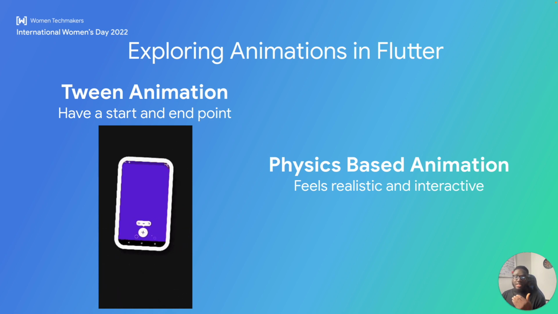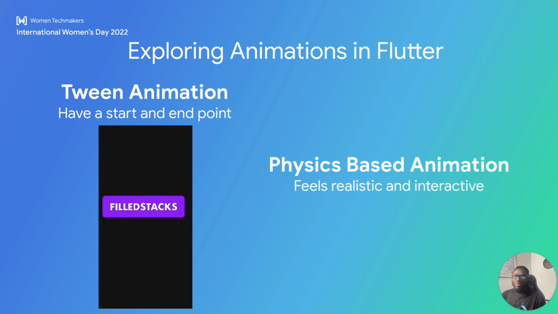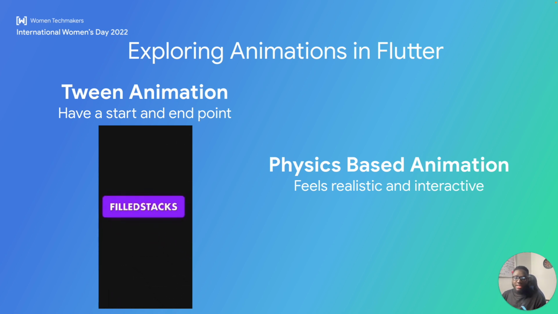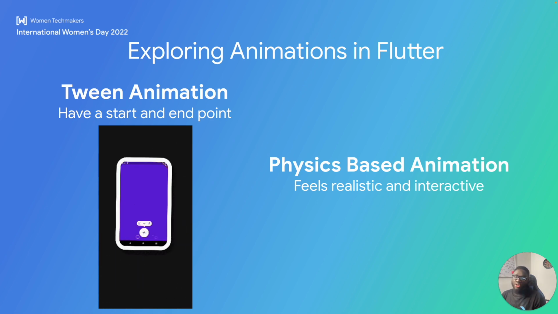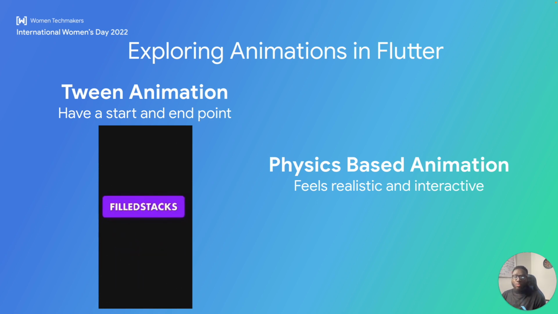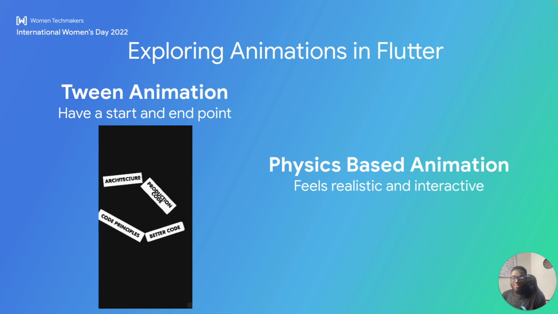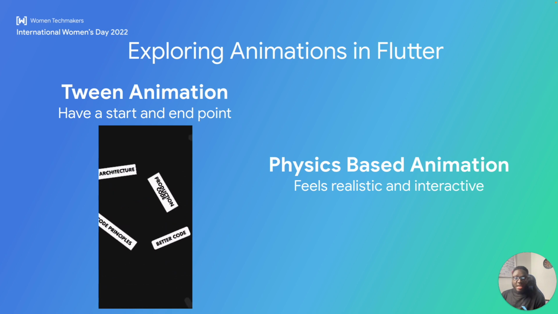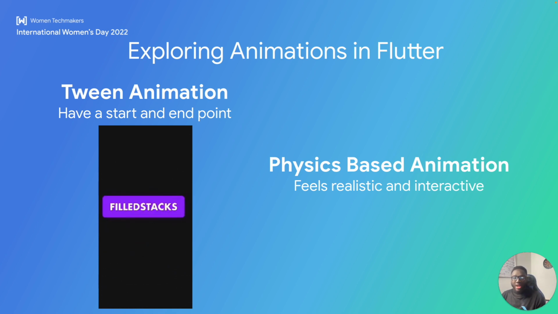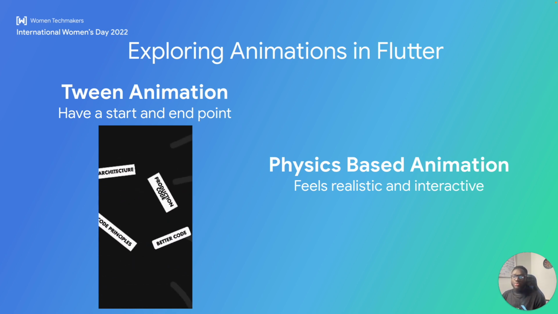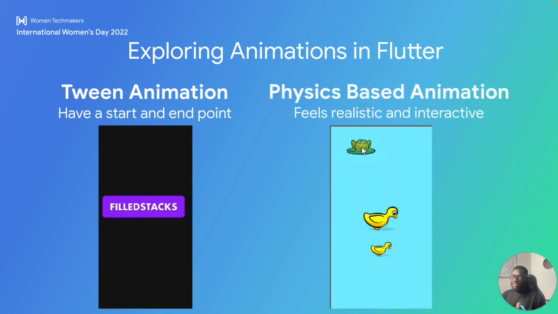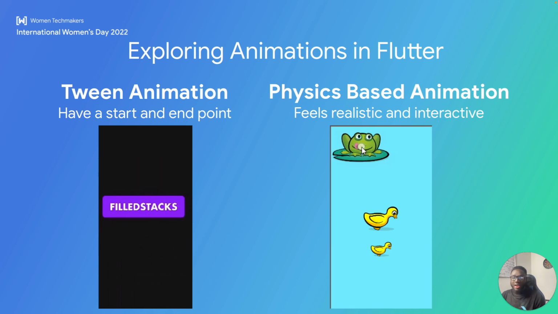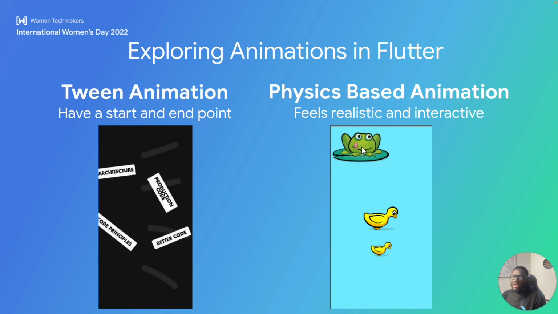It's a series of intermediary values, and when it reaches the final point, if you want it to start again, you trigger it again. The physics-based animation is what simulates real-world animation. With the physics-based animation, it feels realistic and interactive. We'll see an example. As you can see, the frog, when you tap on top, it gets bigger. So this is a real-life and interactive animation.